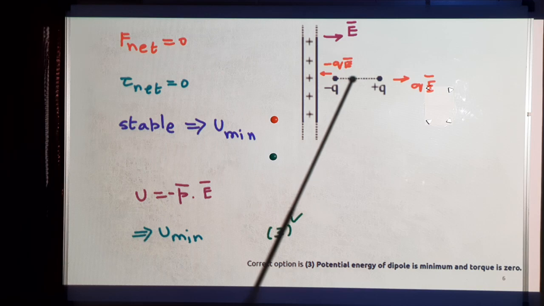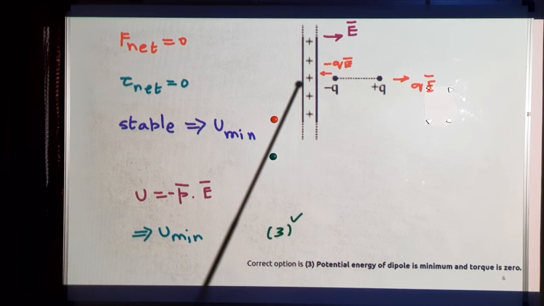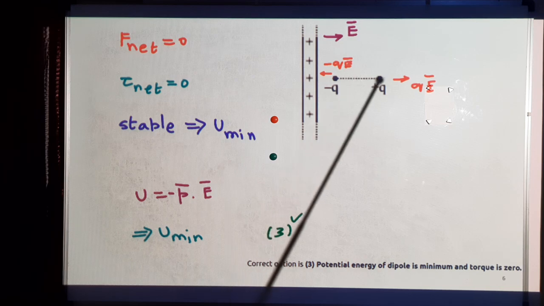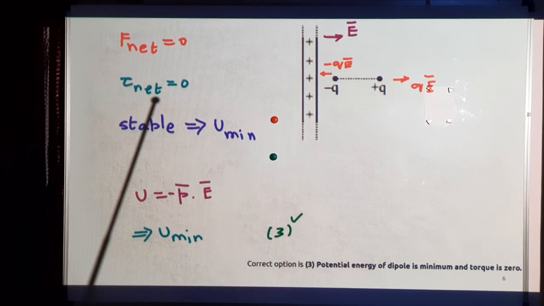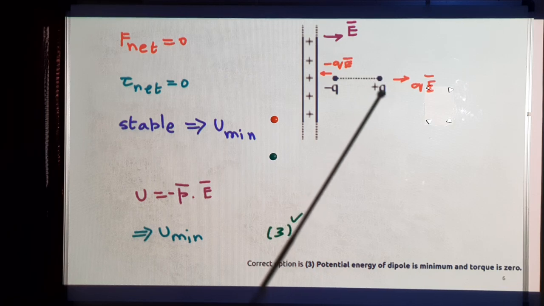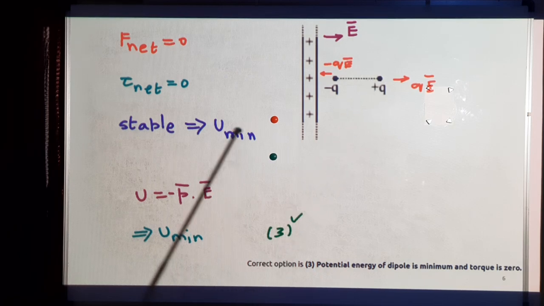So net force is 0, and the individual torques are 0, because the force is passing through the axis of rotation. So torque is force into the perpendicular distance. Here the distance of the force from the axis of rotation is 0. So net torque is 0. And the equilibrium is stable equilibrium, because if it is displaced a little bit, it will try to come back. So that means potential is minimum.